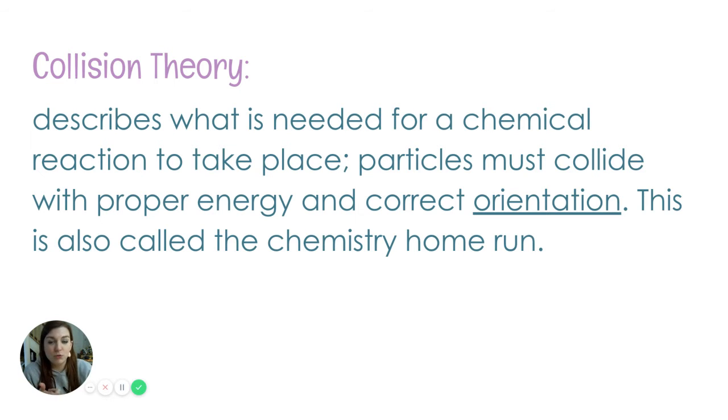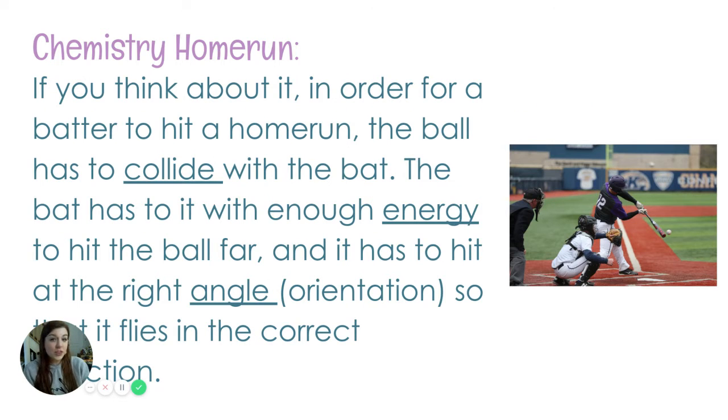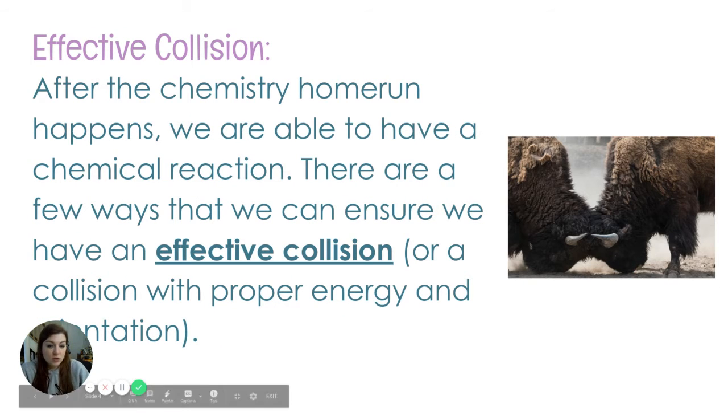I like to call that the chemistry home run. If you think of a home run, you can think of it like the player is hitting the ball with the bat. The hitting is the collision, but we want the batter to hit the ball with enough power, enough energy, that the ball can fly out to the end of the field. And then we also want the bat to hit the ball just right so that the ball doesn't fly off to the left or off to the right. Now, this is going to give us what is called an effective collision.